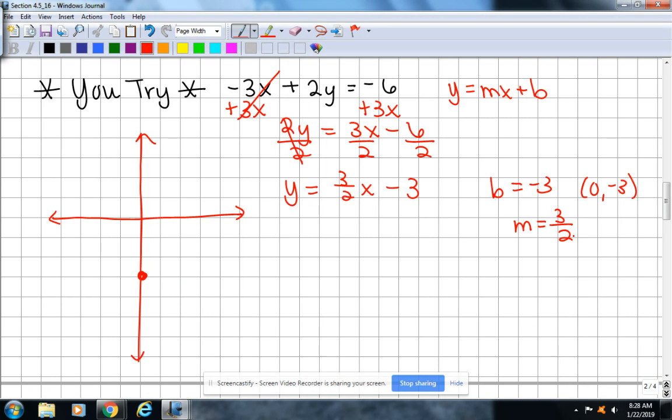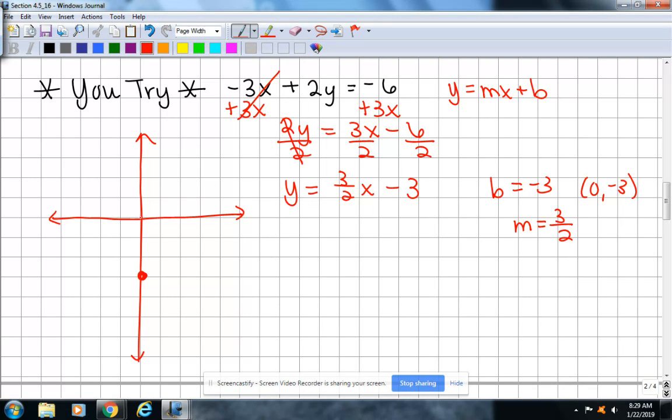3/2. So I should already know my line should be going up from left to right, right? If that slope is positive, my graph better be going up. Okay. Now what's my rise from 0, -3? 3. So I rise up to 3, and I'm right there at the origin.